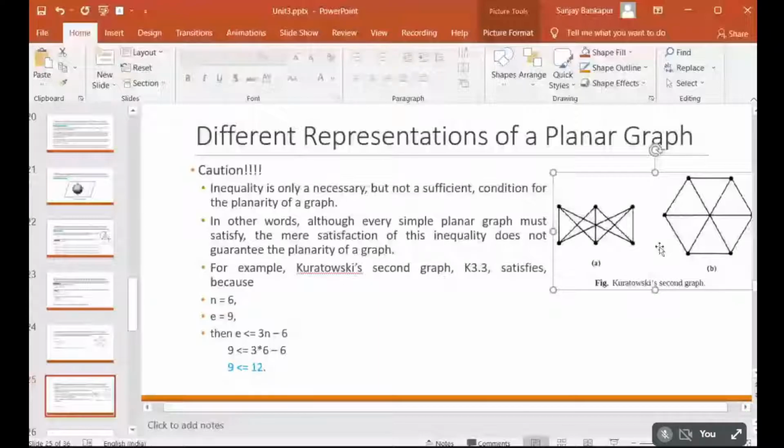So we'll quickly apply that same thing. n equal to 6, e equal to 9. Is 9 less than or equal to 3n minus 6, same equation? 9 is less than 3 into 6 minus 6, that is 18 minus 6, 12. This holds good, but still it is non-planar. What is the problem now?